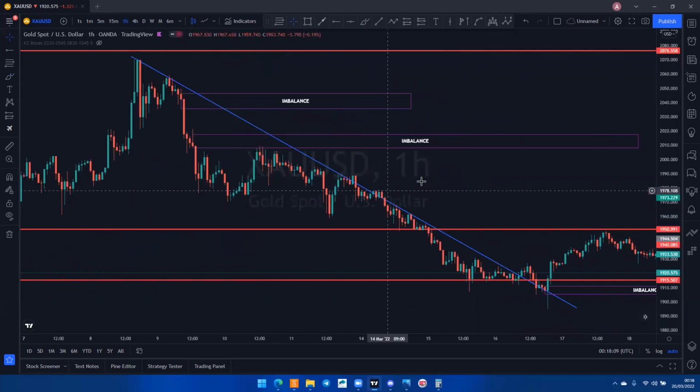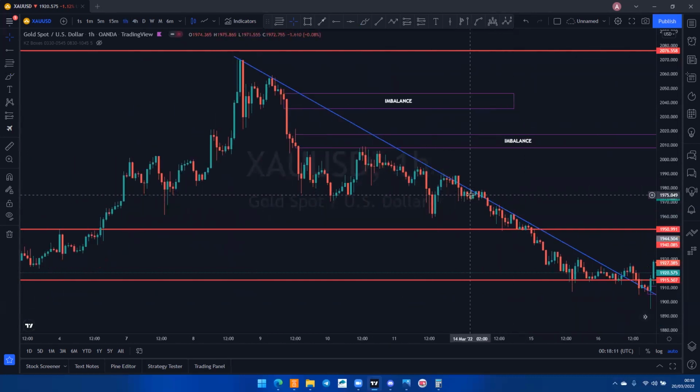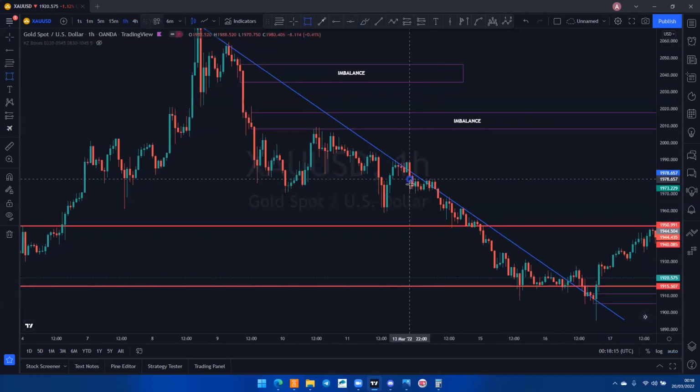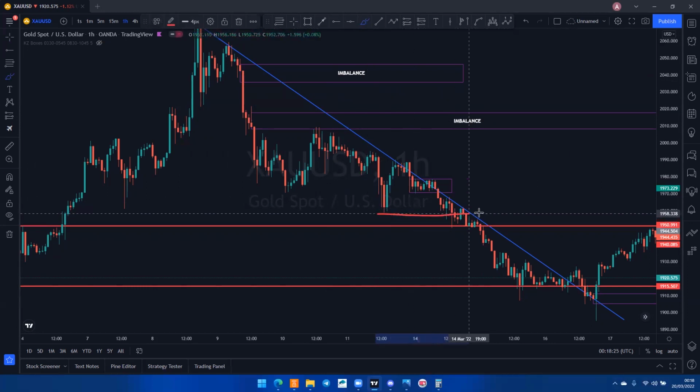You can see that on the 14th, which is the Monday of last week, price was actually consolidating within this area. And then I expected some sort of reversal pattern, but what ended up happening is we pushed back down to this support at 1958, right over here. And then we continued making lower prices just like that.